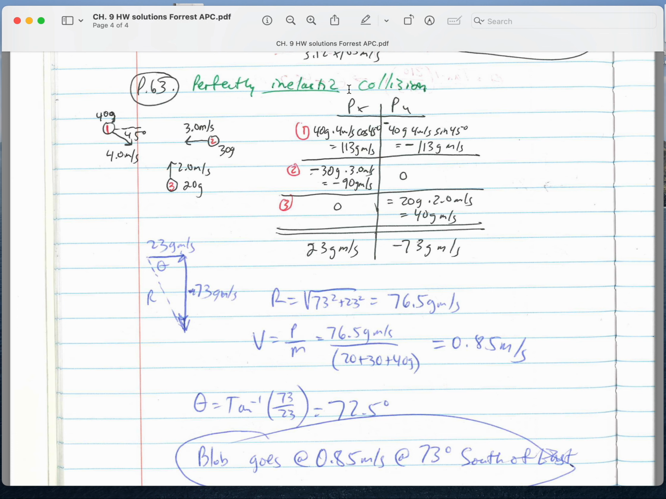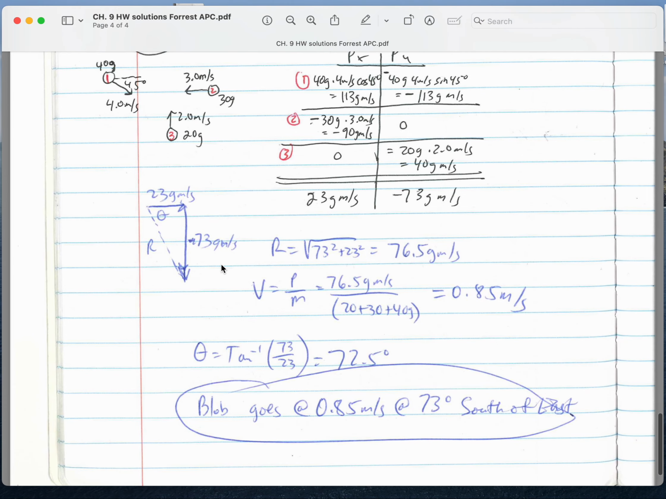So I add all the momenta in the x direction and the momenta in the y direction, and I end up getting these numbers. Okay, so now I'm going to use those and draw a vector diagram. So remember, the arrows are tip to tail. So 23 gram meters per second to the right, 73 gram meters per second down. I get a resultant momentum of 76.5 gram meters per second.